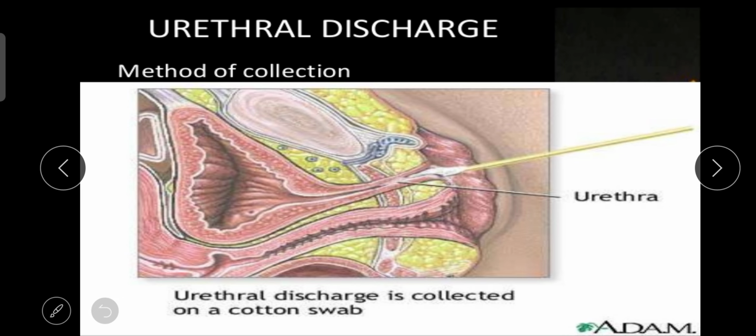Urethral discharge. The method of collection is with the help of a swab. We collect the discharge from the urethra with a cotton swab and send it for testing.